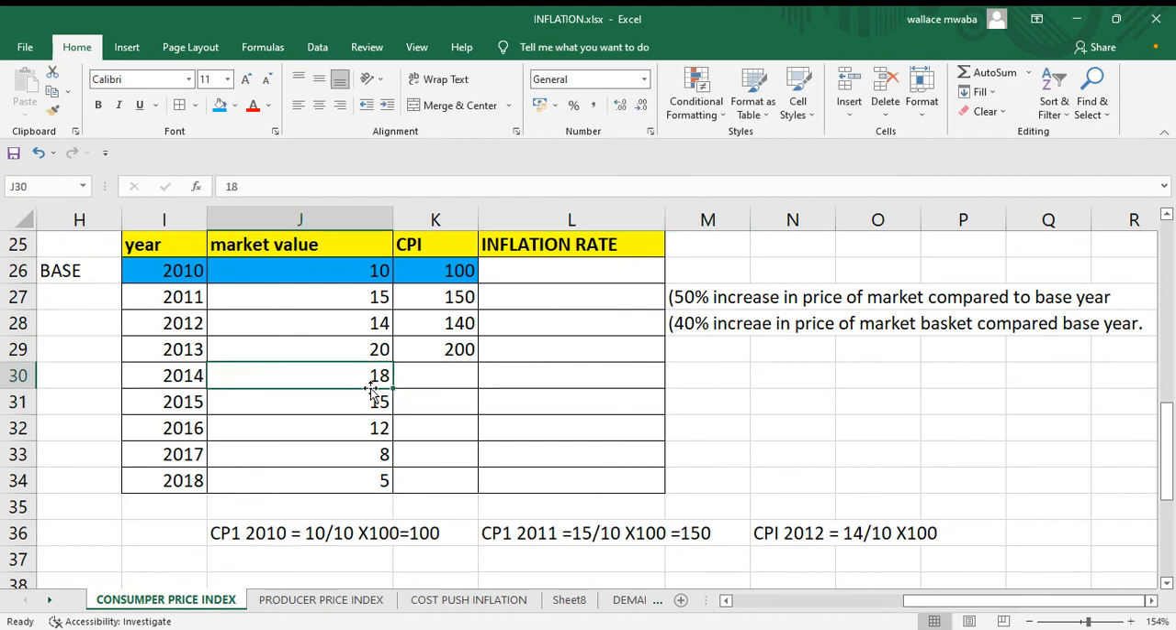For the year 2014, we say 18 divided by 10, that's 1.8. 1.8 times 100, we get 180. So what's the percent change between 2014 and 2010? 2010 is 100. 180 minus 100 has been an 80% increase.